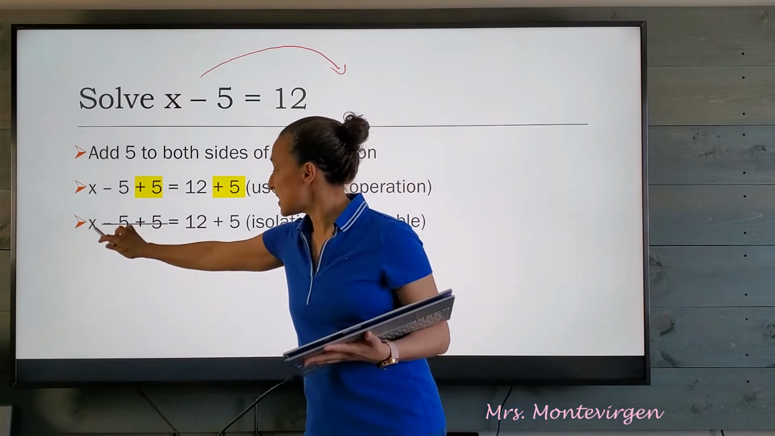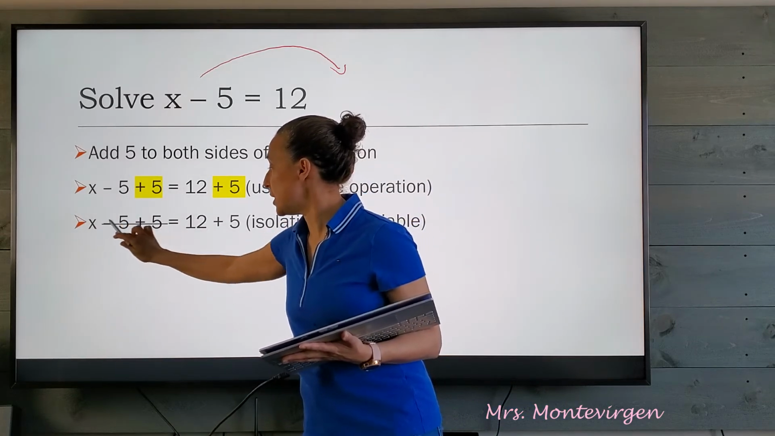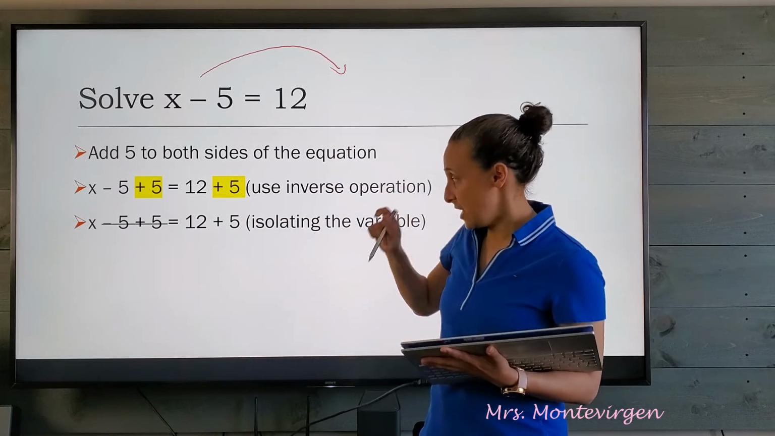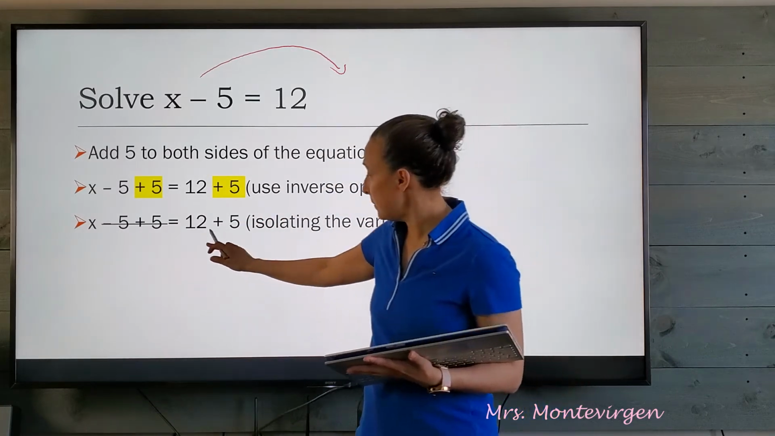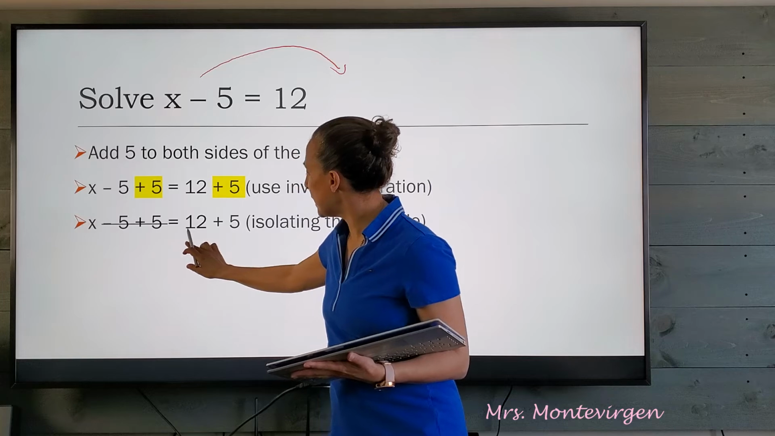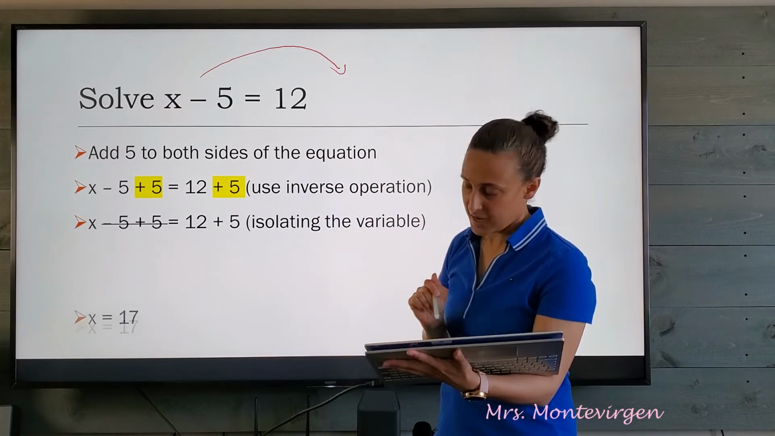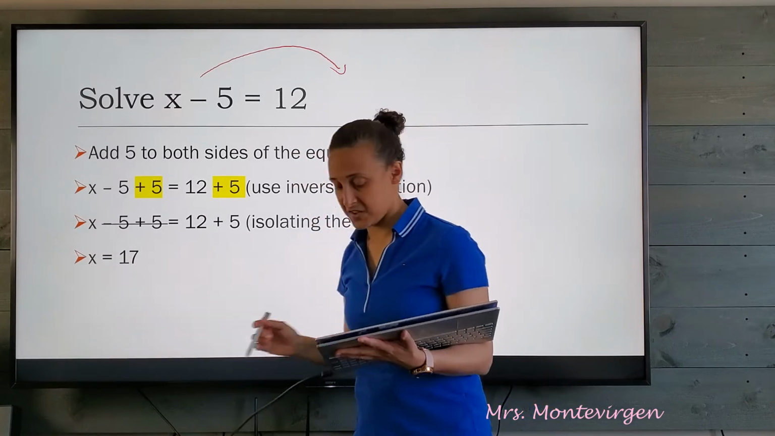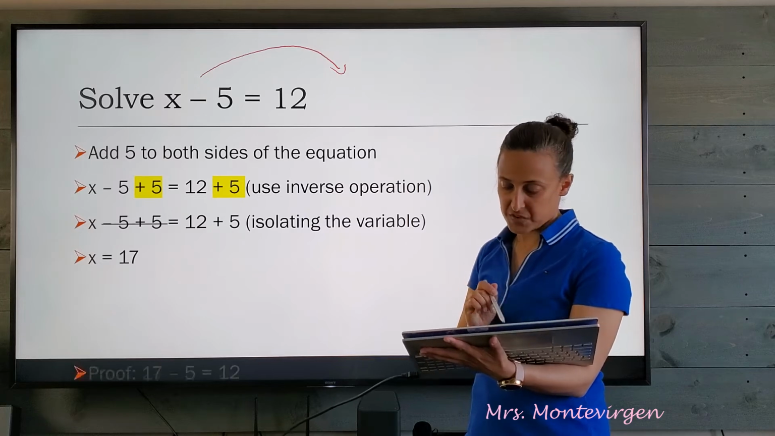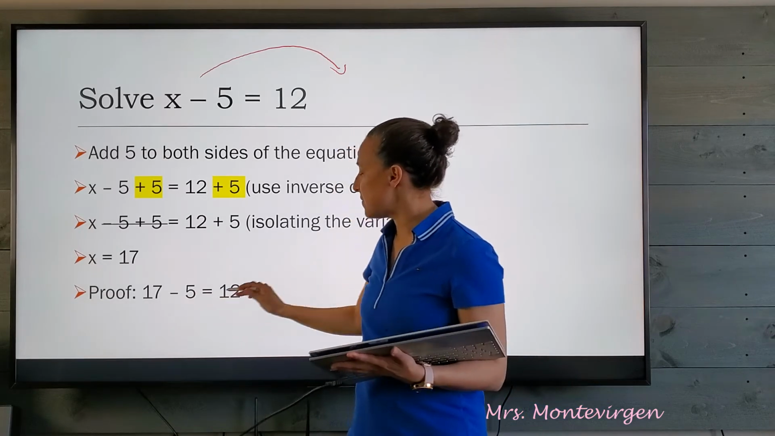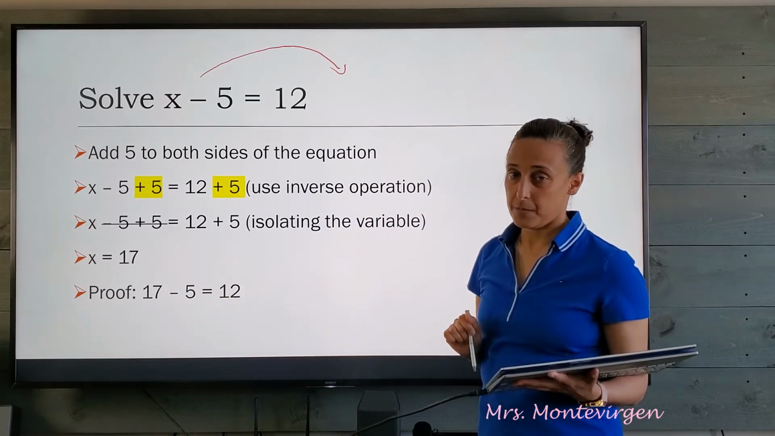So here I have x by itself. I can remove the take away 5 plus 5, it's now gone. And I can now take a look at 12 plus 5, which gives me an answer of 17. So my x equals 17. And my proof statement here, 17 minus 5 does indeed equal 12.